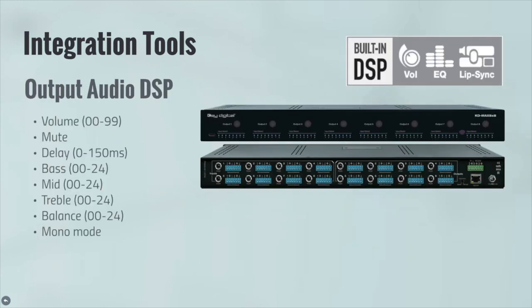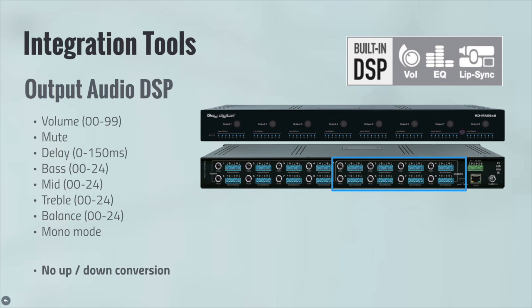Each output of MAX8x8 allows you to control volume with a variable level of 00 through 99, in addition to incremental up and down commands, muting per input and output, applying a delay up to 150 milliseconds per output for ease of integration with audio distribution systems and large systems, 3-band EQ, bass, mid, and treble, left and right balance, or applying a mono summed mode so that your output can be looped back into another input, creating a 2-channel mixing capability.